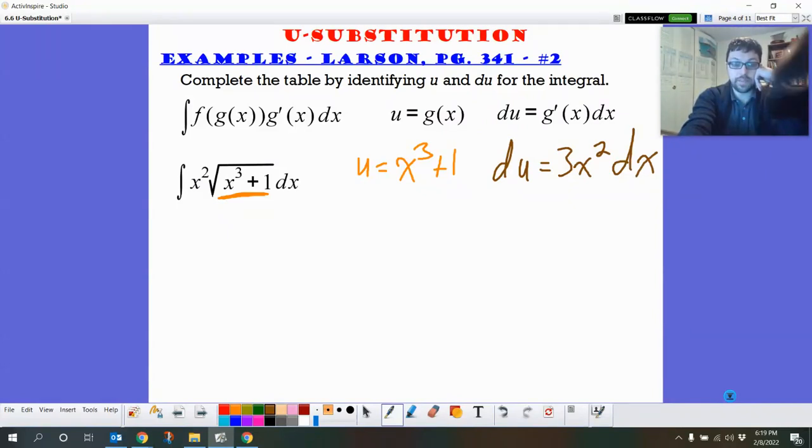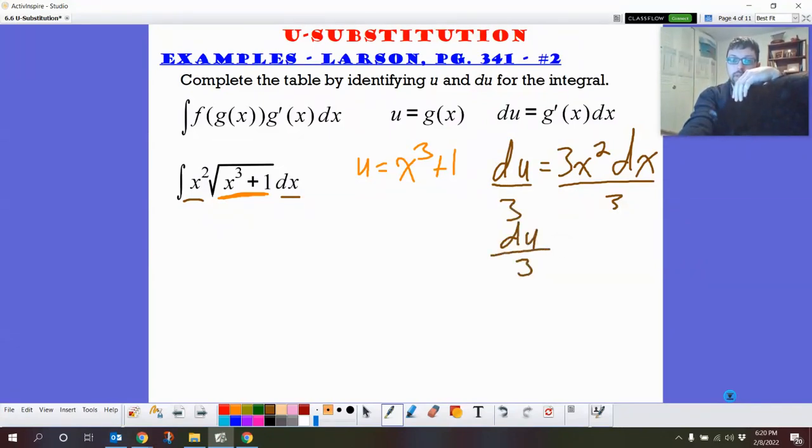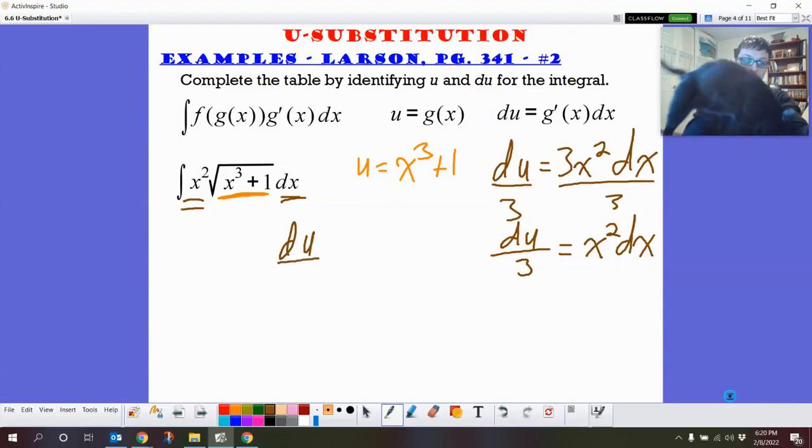Now this one we run into a little bit of trouble. This stuff that's left over, this dx and the x squared, that's some of what we have, but we also have a 3 there, and we want to bring this du into there. So let's get rid of the 3 so that it matches what's in our integral. So we'll divide this by 3. So du over 3 equals x squared dx. I like that because that matches these two pieces. So I can replace those two brown pieces with just a du over 3.